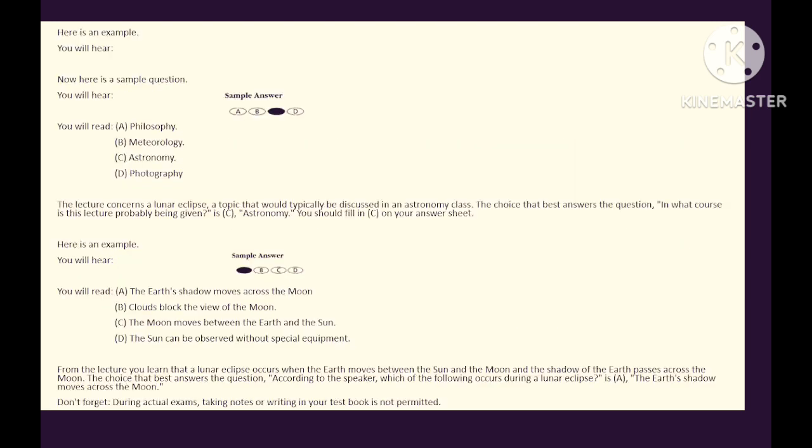Here is an example. You will hear: Students, this evening we'll have a chance to observe a phenomenon that we've discussed several times in class. Tonight, there will be a lunar eclipse. As we've said, when an eclipse of the moon occurs, the Earth passes between the sun and the moon. Therefore, the shadow of the Earth moves across the surface of the moon and obscures it. Because you won't be looking at the sun, it is not necessary to use the special lenses and filters that you need when observing a solar eclipse.